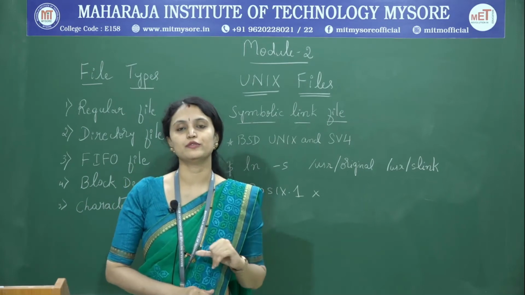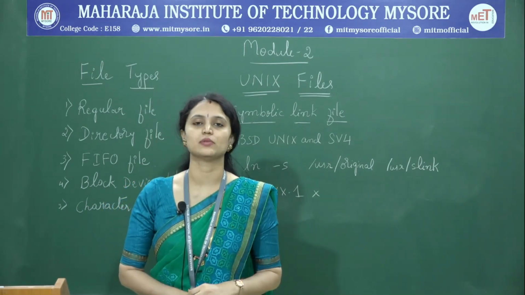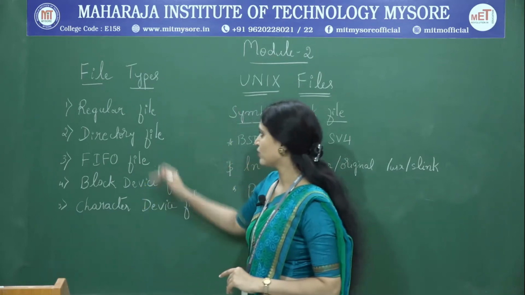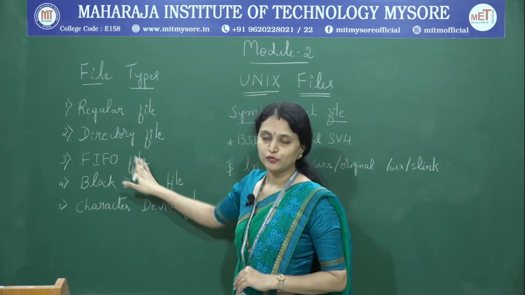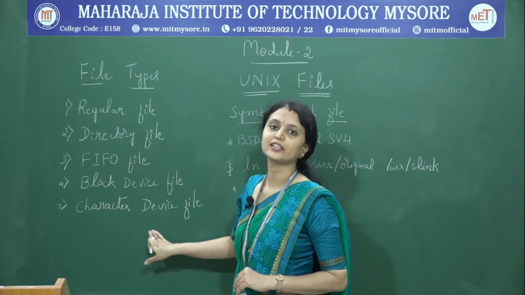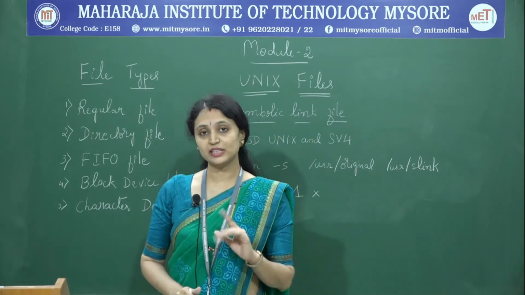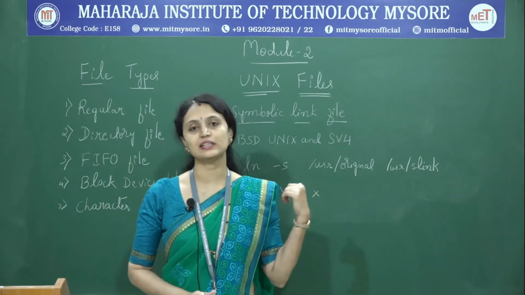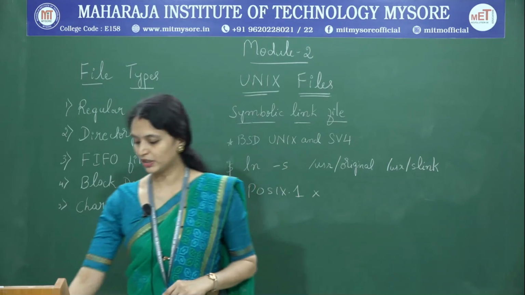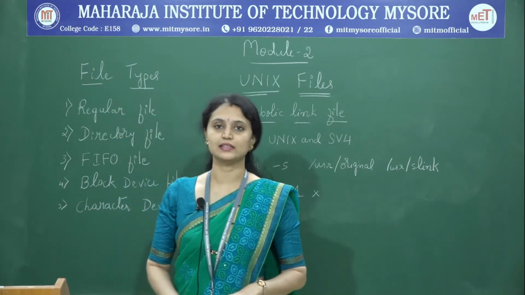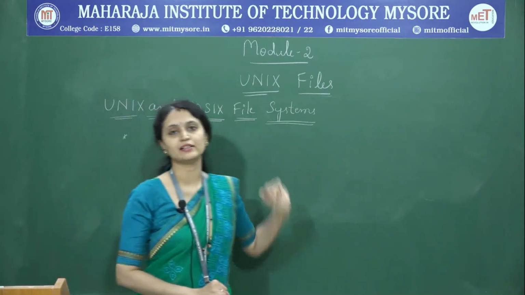So, that is all about the different types of files available in UNIX or POSIX operating systems. Let us look at them one by one. First is the regular file, then the directory file, the FIFO file, and the device file, which can be of two types, block device file and character device file. In addition to these, one more file, the symbolic link file. Now let us move on to the next concept, the UNIX and POSIX file system.